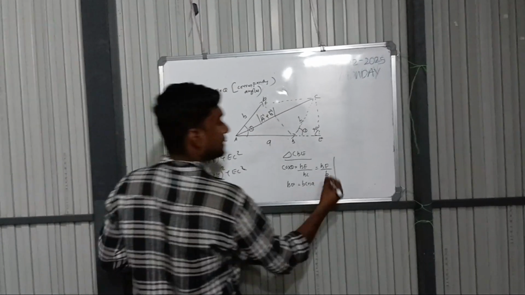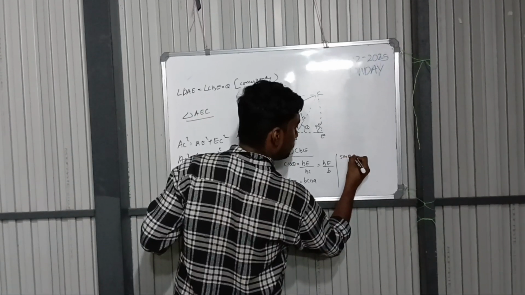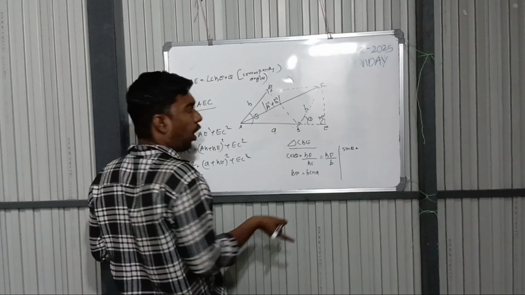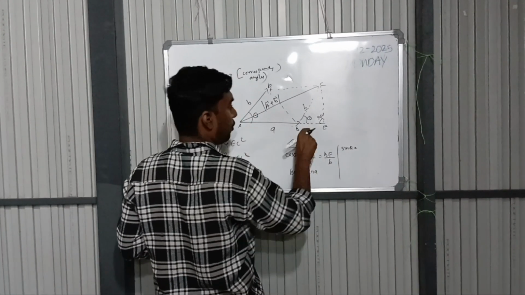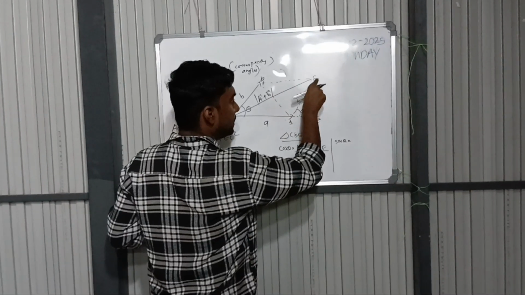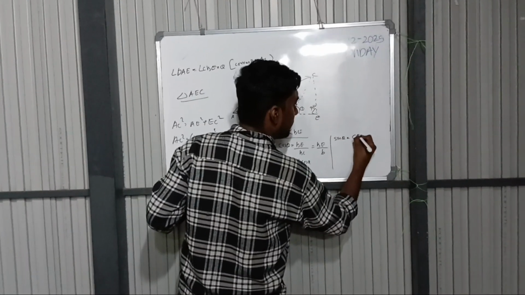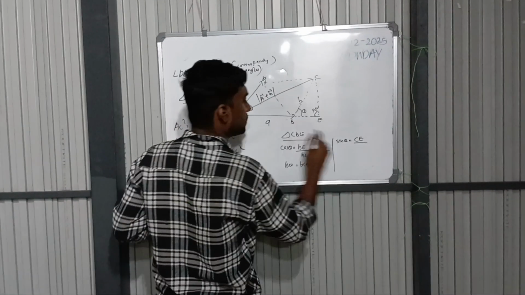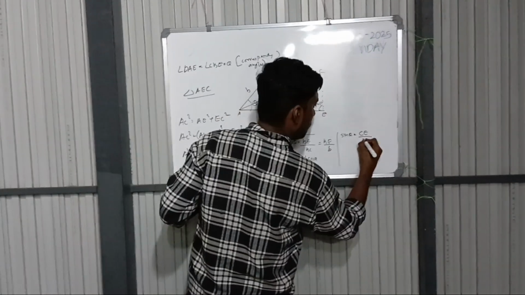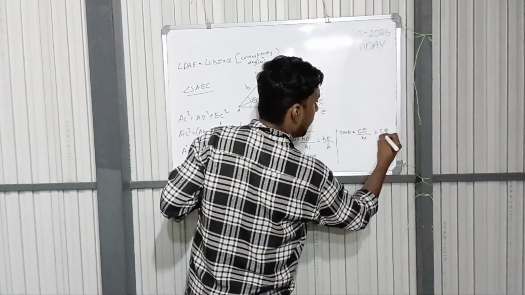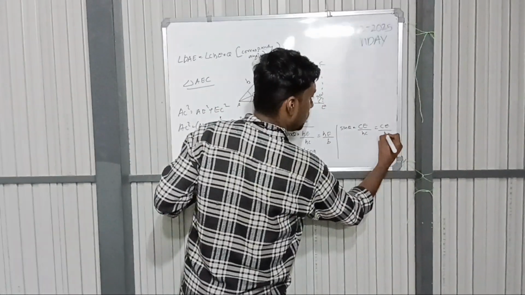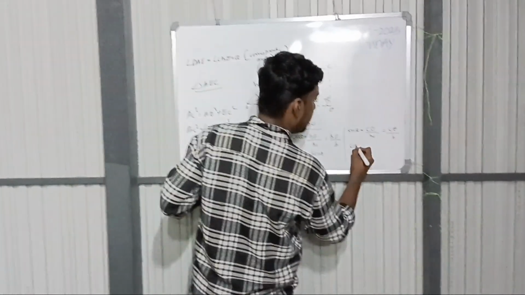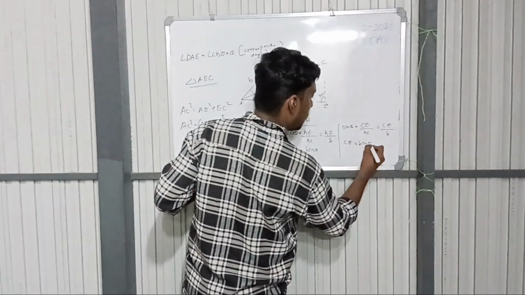Next, I apply sin theta. What is sin theta? Sin theta, basically we know, is opposite side by hypotenuse. For theta, the opposite side is CE, divided by hypotenuse. Hypotenuse means BC. So CE divided by BC is B. From this figure, CE is known as B sin theta.